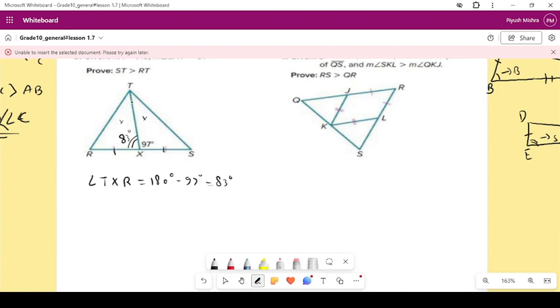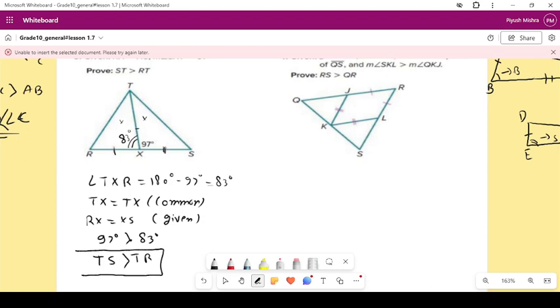So in these two triangles you can see TX is equal to TX. What is this? Common. After that I can see RX. It is given in the question that RX is equal to XX. It is given. Okay, and then I can see in between these two sides this angle is coming, in between this side and this side 97 is coming. So 97 is greater than 83. So the opposite sides will also be greater. So what is the opposite side here? TS is greater than TR. So I have proven this one which was asked in the question.